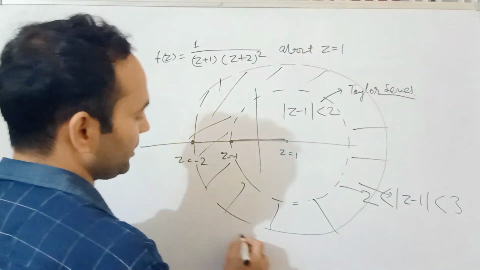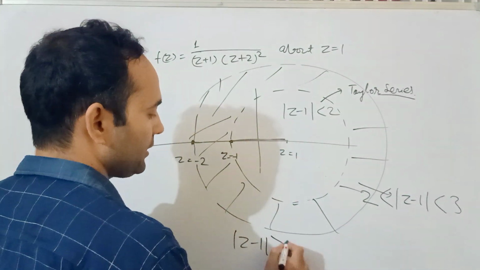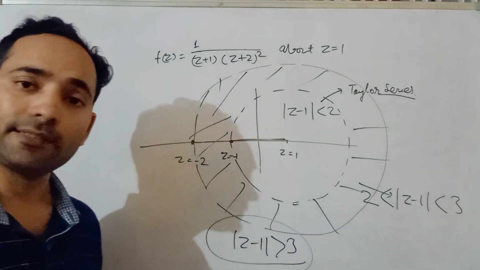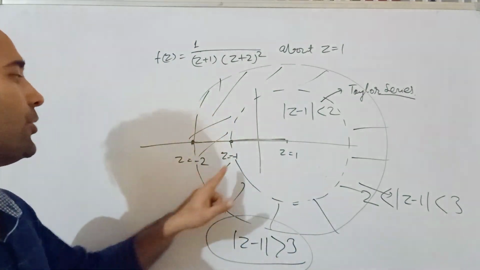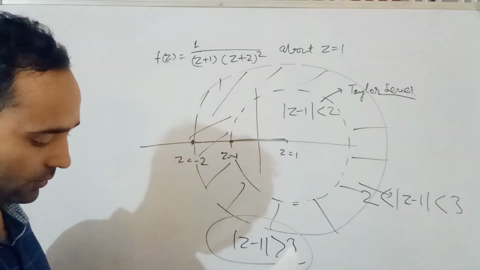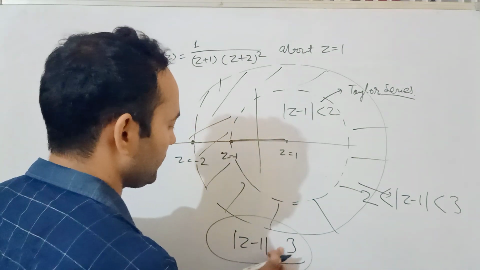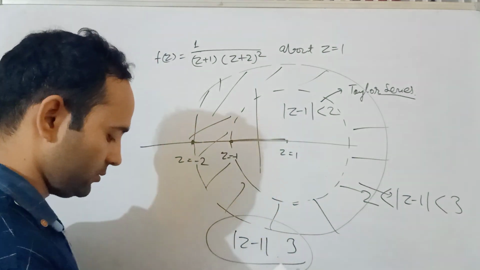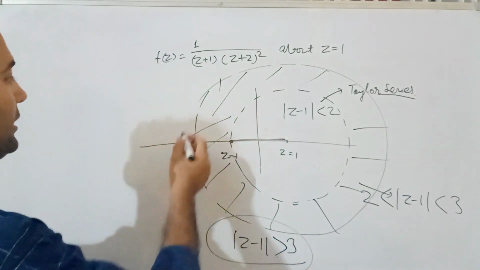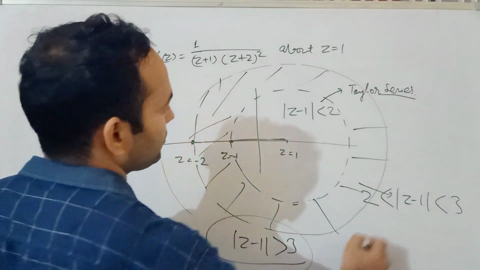How about away from it? Mod of z minus 1 greater than 3. The whole series would be expanded as a Laurent series expansion, because both the points minus 1 and minus 2 are inside. Mod of z minus 1 greater than 3 means you will include this whole point.